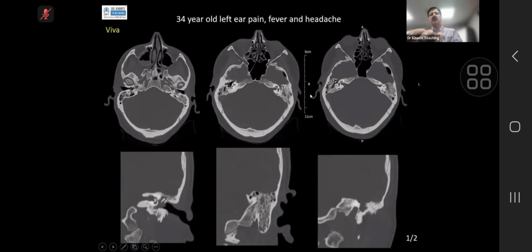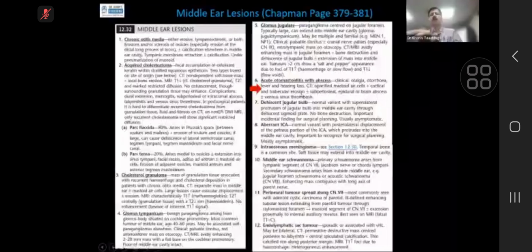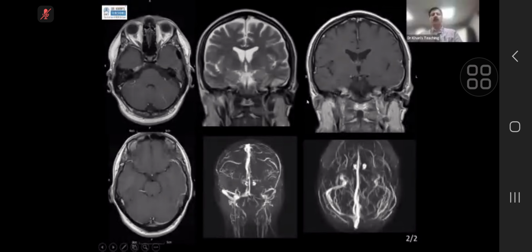Now, this type of thing can happen because of acute coalescent mastoiditis. And please remember bony destruction. Once there is bony destruction, you see cortical and trabecular erosion. The complications include subperiosteal, epidural, brain abscess, venous sinus thrombosis. You did well when you asked for an MR, and here you are.